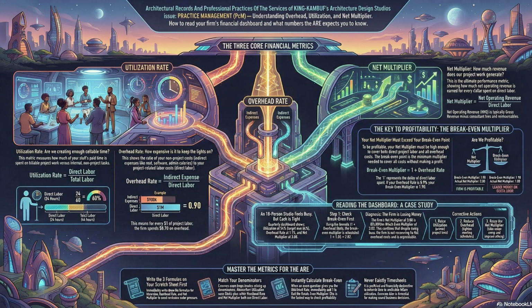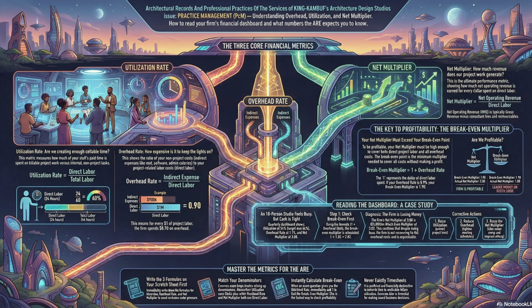This is why the net multiplier dropped so dramatically at King-Kambuf. They had direct labor hours climbing, but their NOR was just being chipped away by write-offs and silent scope creep. So they're paying for 1.05 in overhead, they're paying for the direct labor, but they're only bringing in 2.00 total. The loss is coming directly from that unrecovered overhead cost.